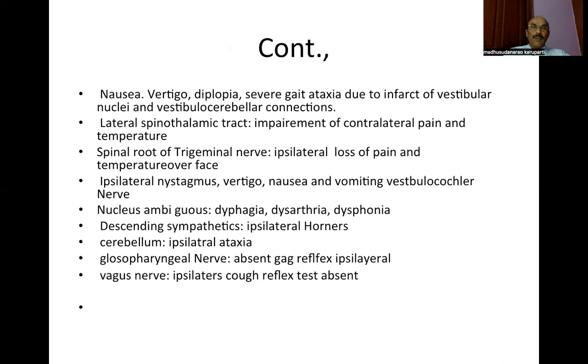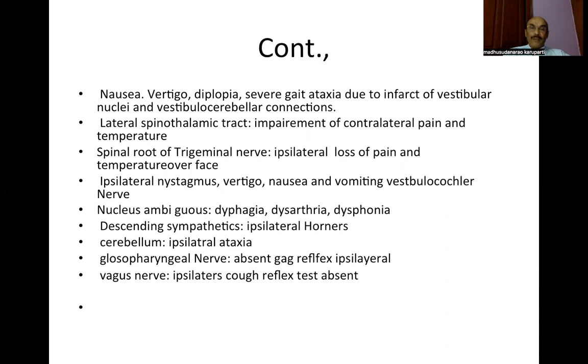Other symptomatology includes nausea, vertigo, diplopia, and severe gait ataxia. This is due to the infarct involving the vestibular nuclei and the vestibulocerebellar connections. Then there is involvement of the lateral spinothalamic tract, which manifests as impaired contralateral pain and temperature sense. And there is ipsilateral loss of pain and temperature on the face. It is secondary to the involvement of the spinal root of the trigeminal nerve. Ipsilateral nystagmus, vertigo, nausea, and vomiting are the manifestations of vestibulocochlear nerve injury.